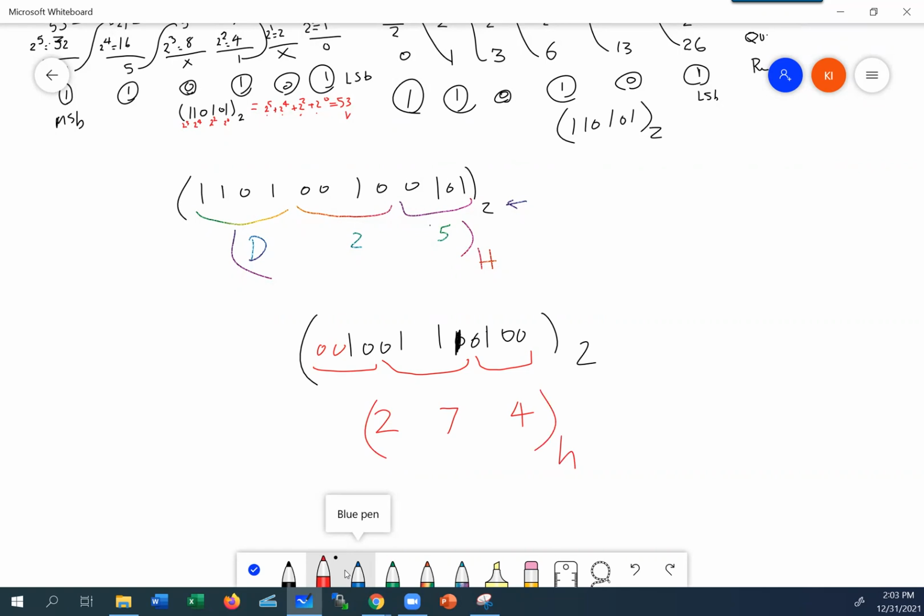To go the opposite direction, you do the same thing. You take the 4 and write it in 4 binary bits. Take the 7, write it in 4 binary bits. So it's just really easy.